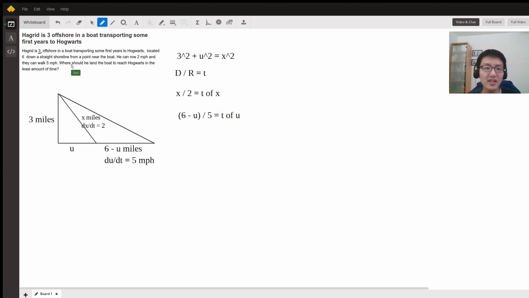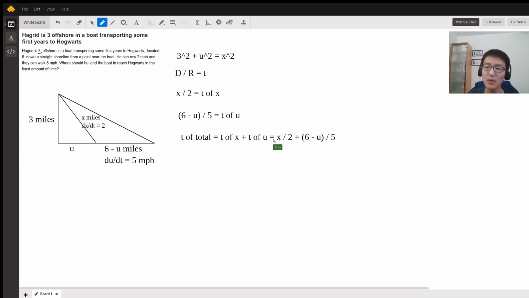Now, if you want to know the least amount of time, all we have to do is add these two together. Total is equal to the t of x plus the t of u. All right, and then you could just add these two together, which will yield x divided by 2 plus 6 minus u divided by 5.